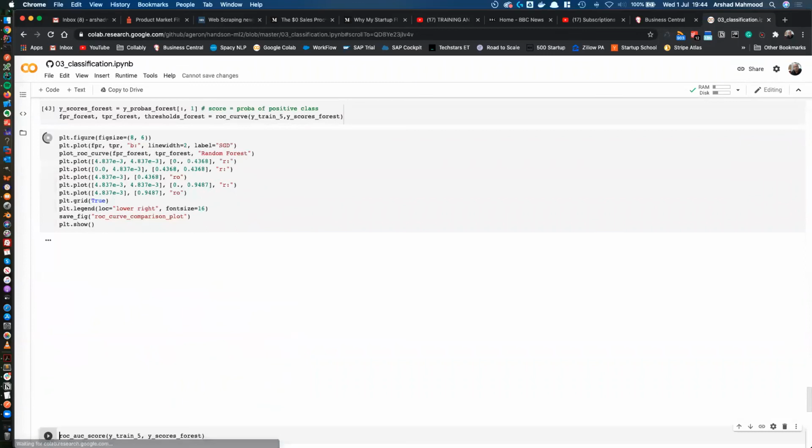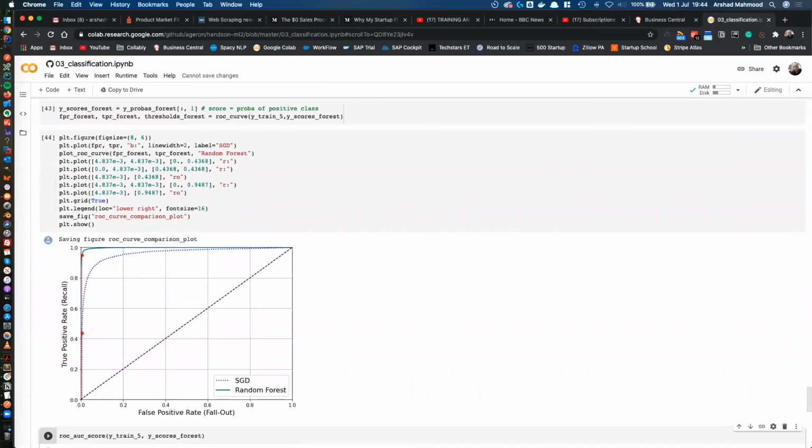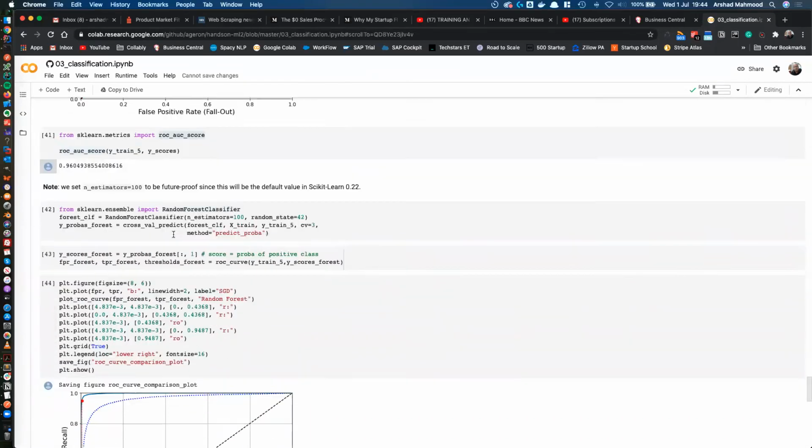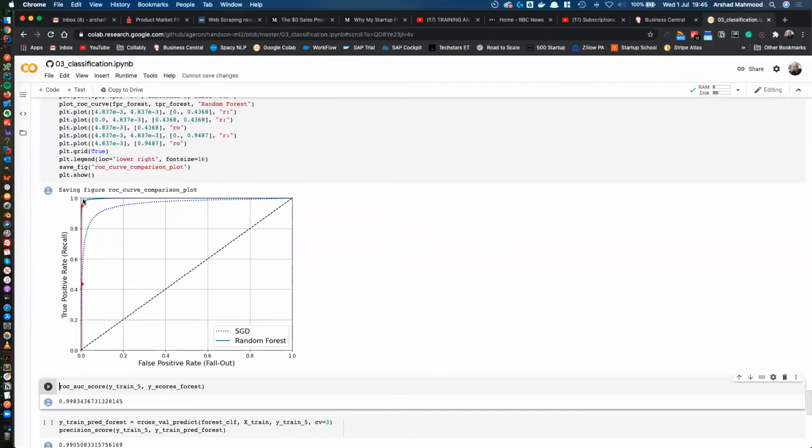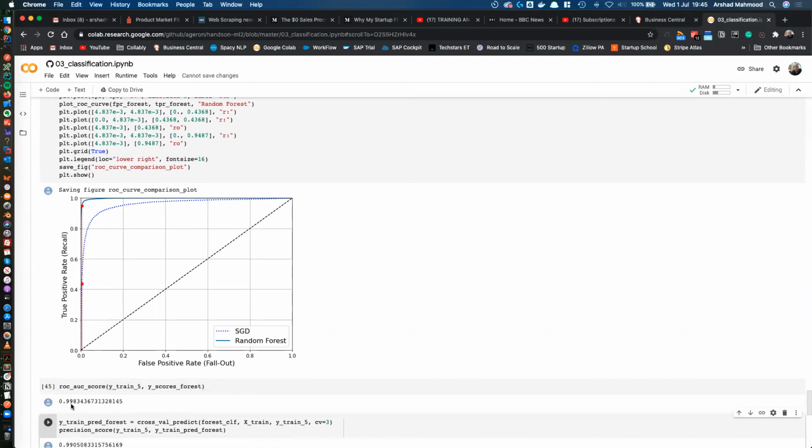And then we plot that now. Right, so we can see that this classifier, the random forest classifier, is much better than the other one, right? Because the area under the curve is now 99%. Yeah, 0.998.